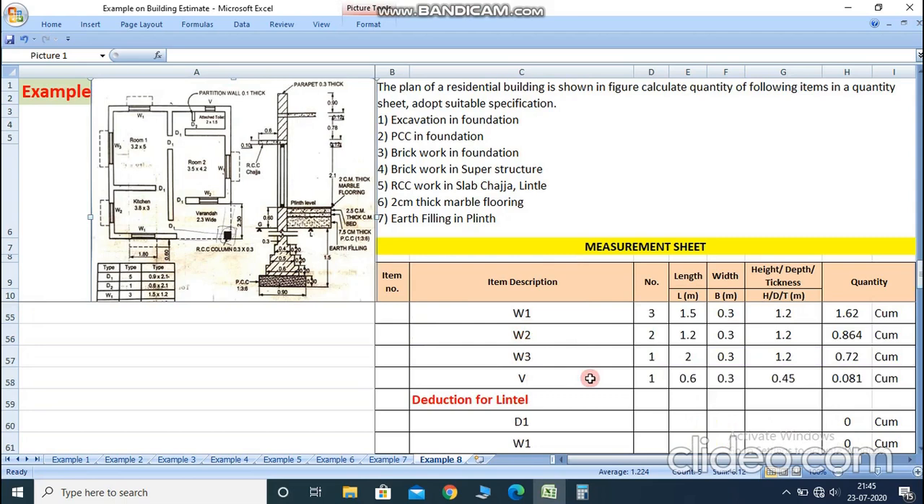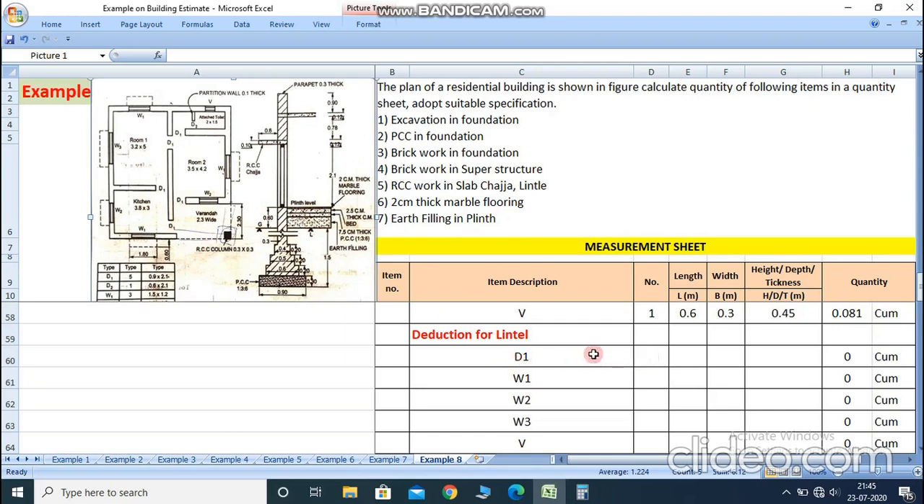Now the deduction of lintel. Here, for doors and windows, a lintel is compulsory. For the lintel, the door D1 width is 0.9, clear. On both sides the lintel rest is 15 centimeter and 15 centimeter, required on both sides, meaning 0.30 meter of extra length of the lintel is included in the door length.